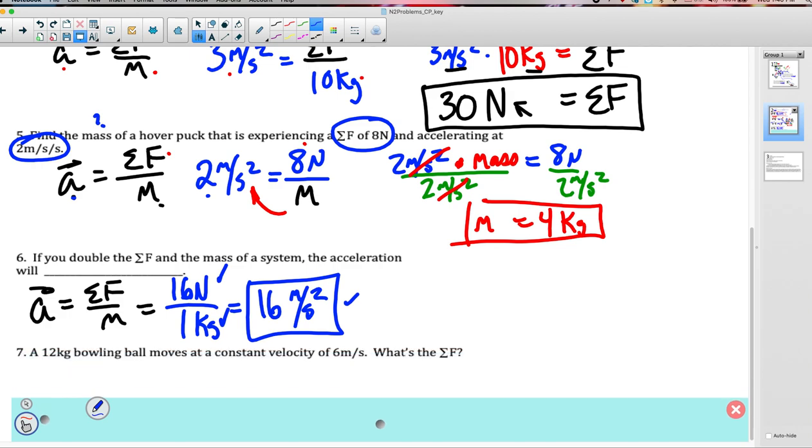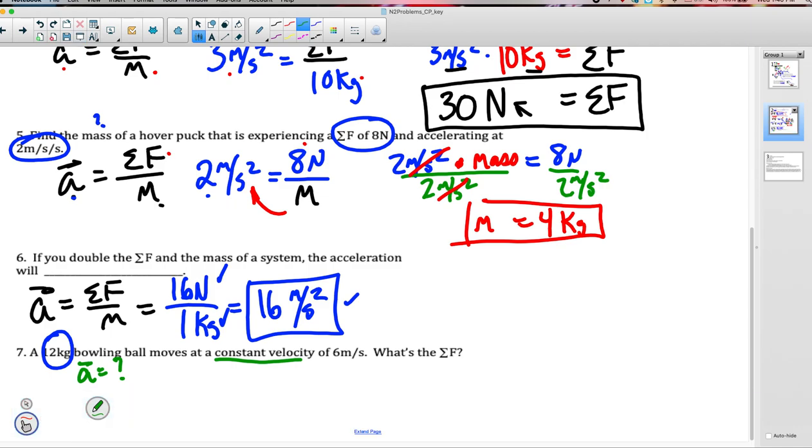And lastly, it says a 12 kilogram bowling ball, so that is the mass of the bowling ball, moves at a constant velocity of 6 meters per second. What's the net force? Well, this to me sounds like a tricky question. If it's moving at a constant velocity, what's the acceleration? You're right. If it's moving at a constant velocity, the acceleration is 0.